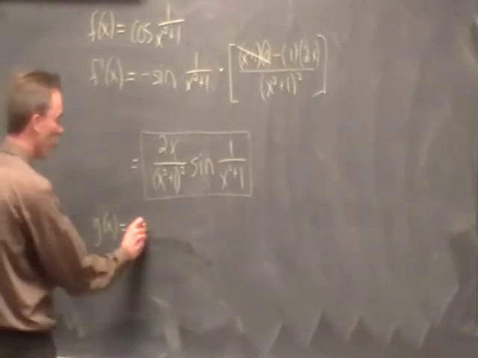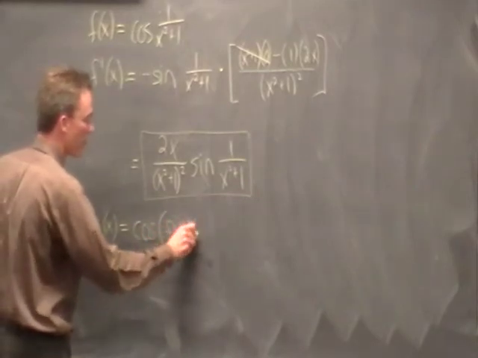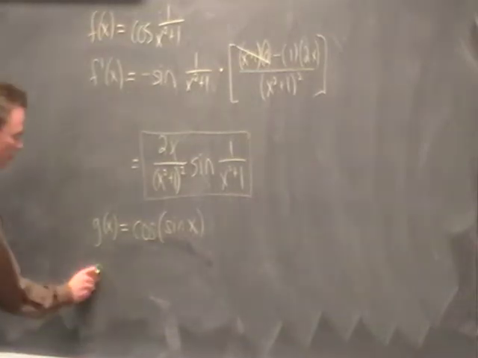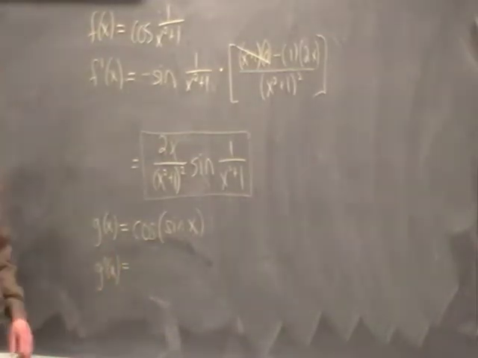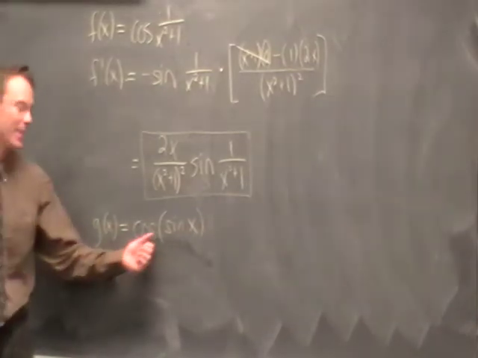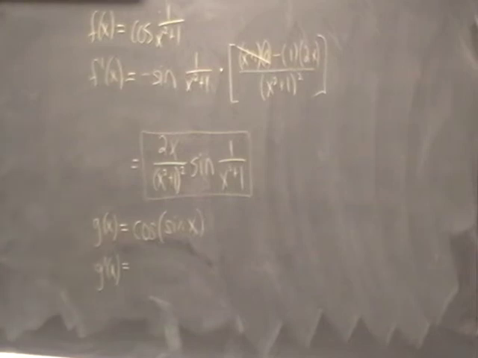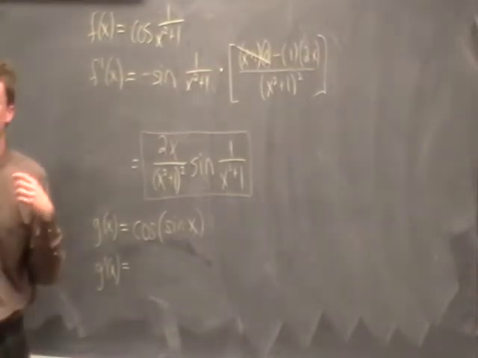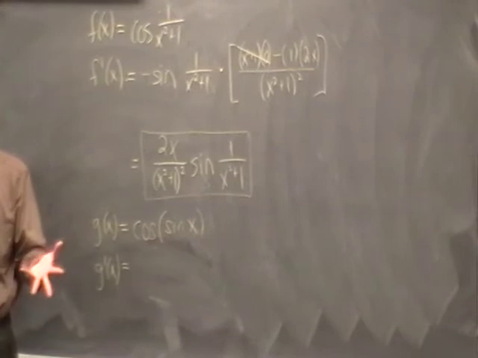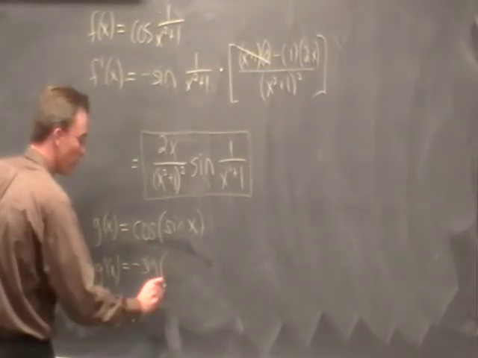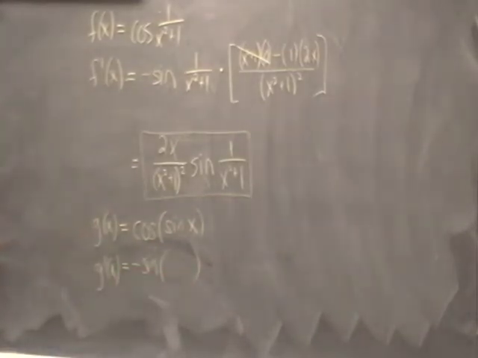Sure. G of x is cosine of sine x. And we wanted to find g prime. This is indeed a composite function. It's not a product. It's not cosine times. It's cosine of something. So it's actually a composite. We already identified the outer function as cosine x. So we're going to do O prime, which would be negative sine. And then we'll plug in the inner function, which is sine x.